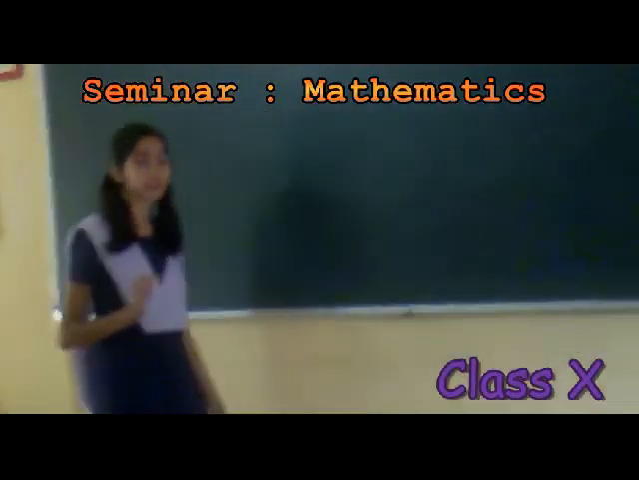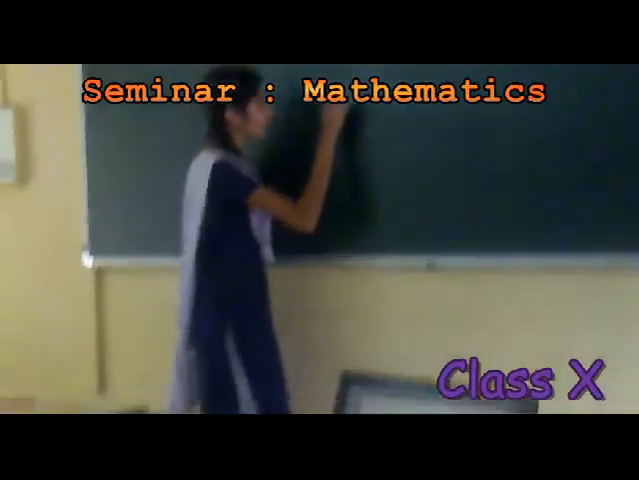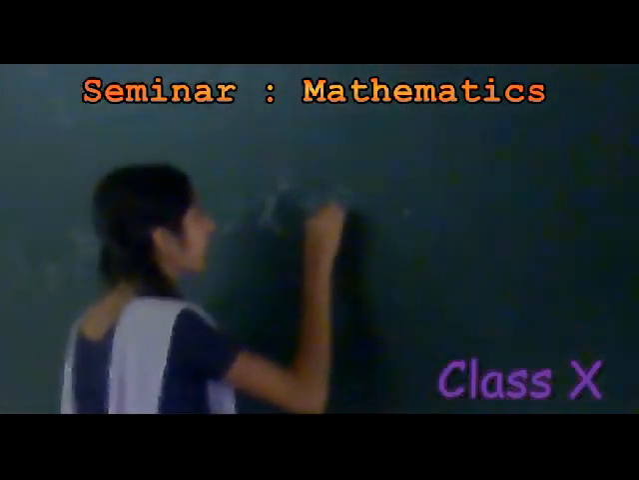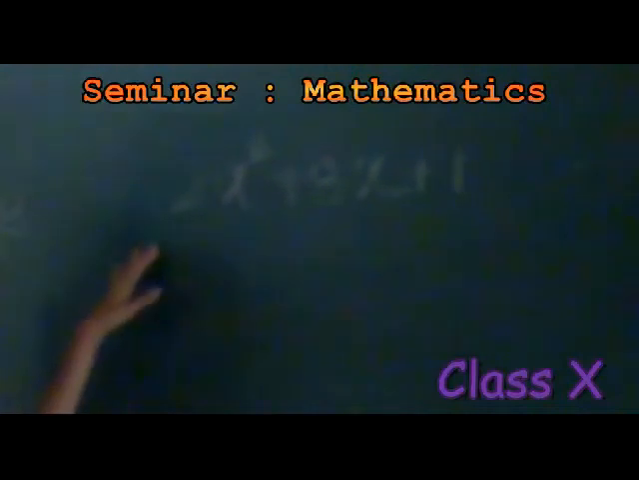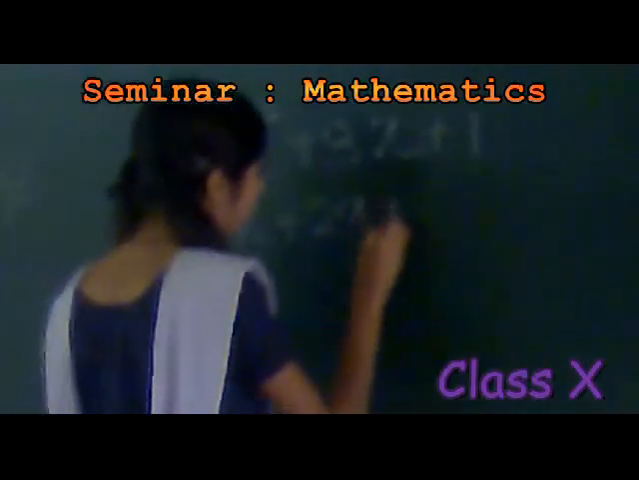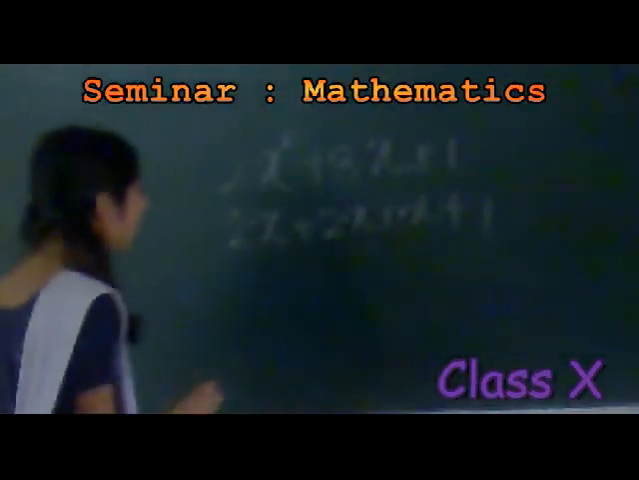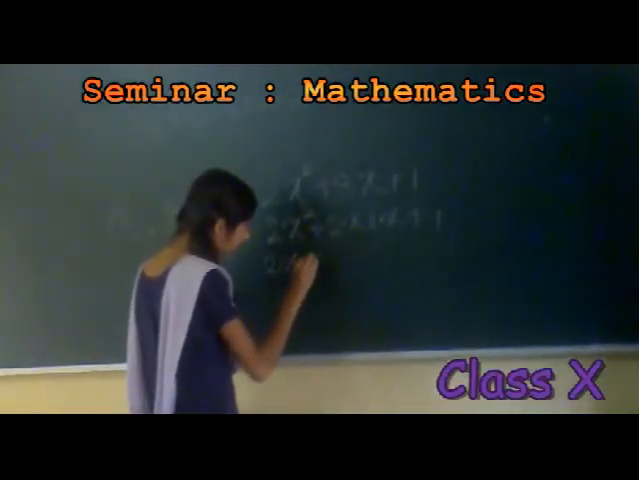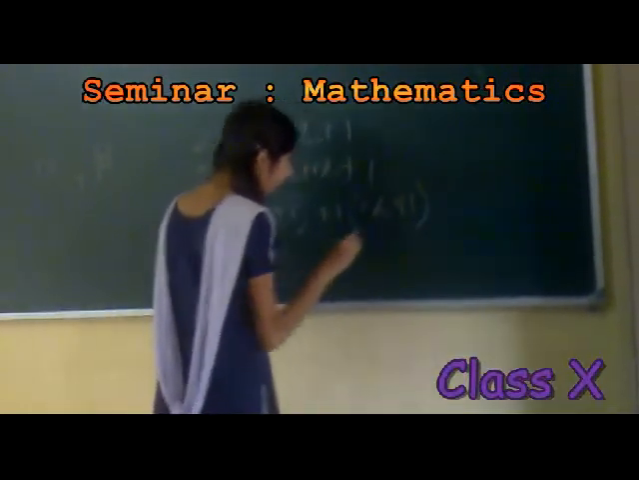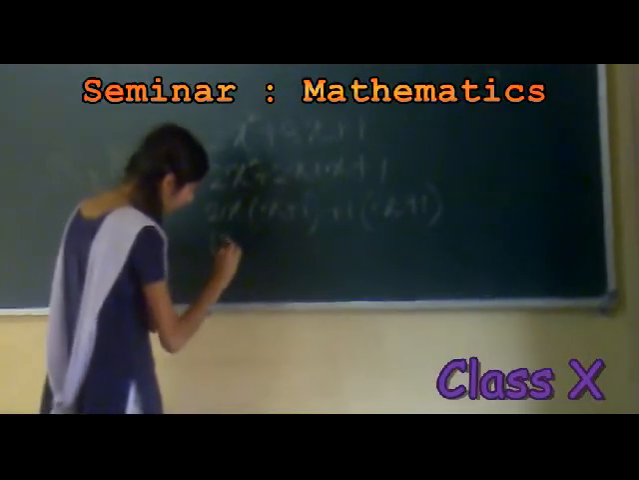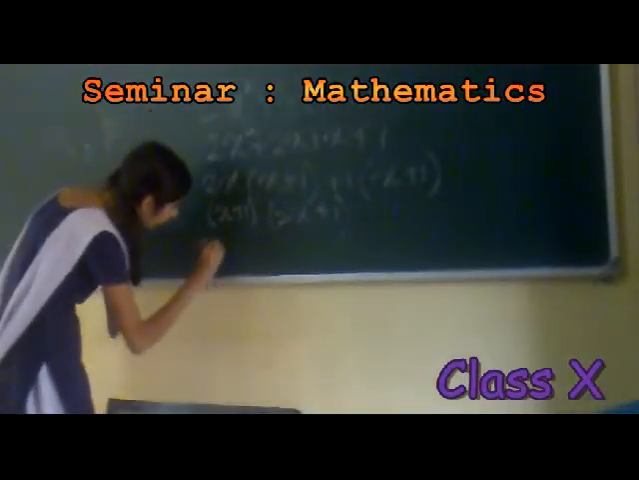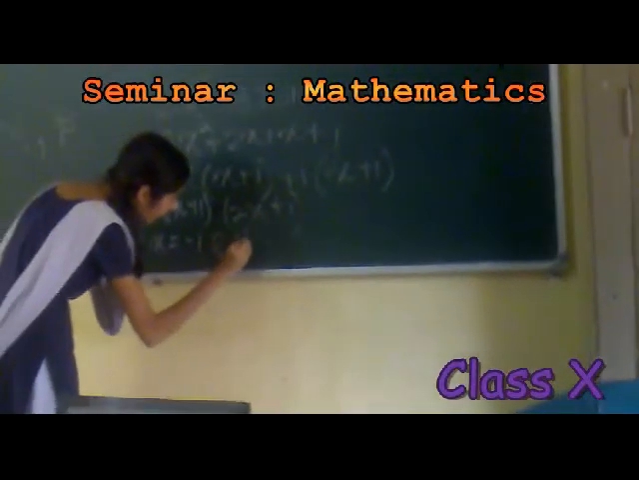Let us assume the zeros of the polynomial as alpha and beta. Let us take this polynomial 2x square plus 3x plus 1. We will solve this by splitting the middle term. Here we will take 2x as common. We have got two values for x, that is -1 and -1.